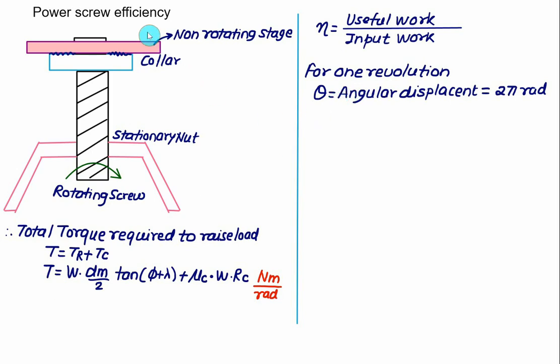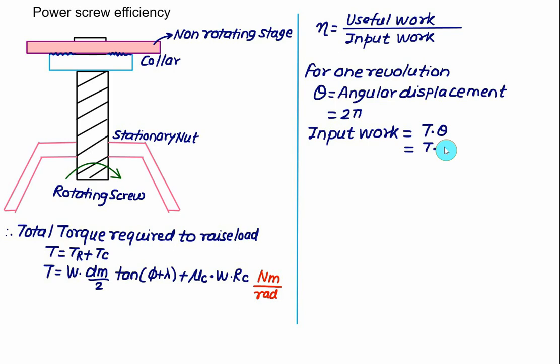Here we introduce one more term called the power screw efficiency. As we are familiar, efficiency is always defined as useful work upon input work. Here we are keeping the load and the load will move vertically upward. In one rotation, the load will move vertically upward equal to the lead, and we are applying the torque T. For one rotation, the angular displacement theta is equal to 2 pi. So we can calculate the work, the product of torque multiplied by theta. So the input work is T multiplied by theta, that is T multiplied by 2 pi.